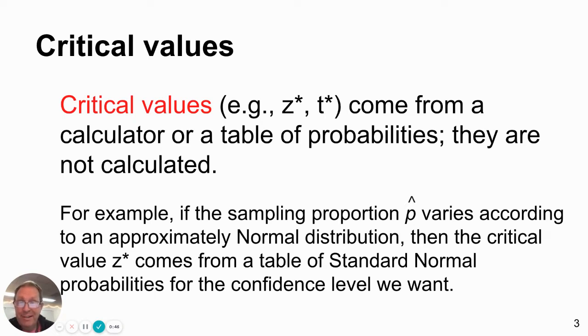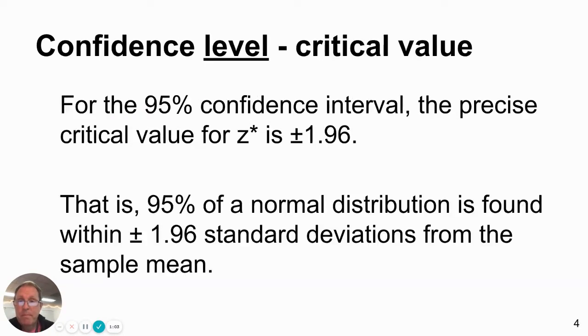They are not calculated. For example, if the sampling proportion p hat varies according to an approximately normal distribution, then the critical value Z star comes from a table of standard normal probabilities for the confidence level that we want. For the 95% confidence interval, the precise critical value for Z star is plus or minus 1.96. That's because 95% of a normal distribution is found within plus or minus 1.96 standard deviations from the mean.